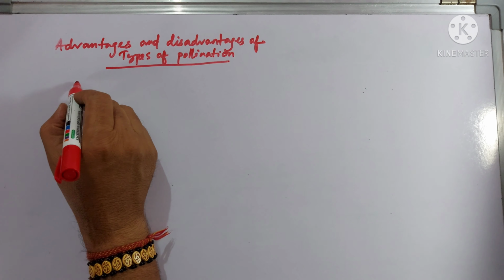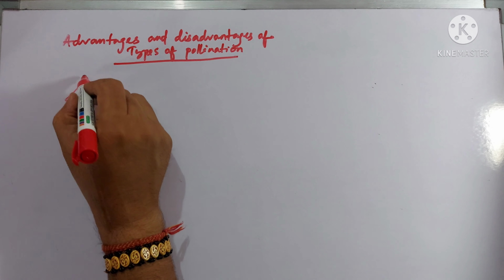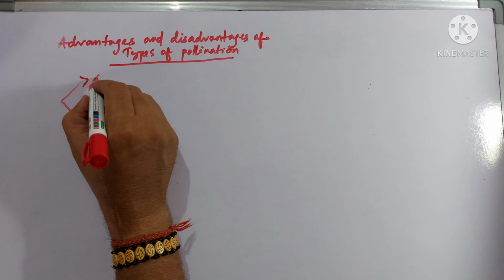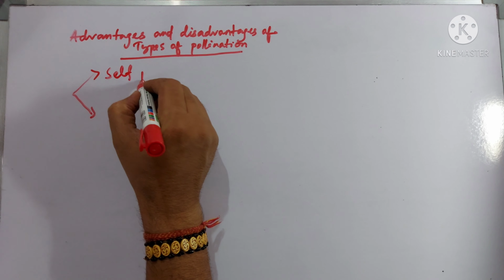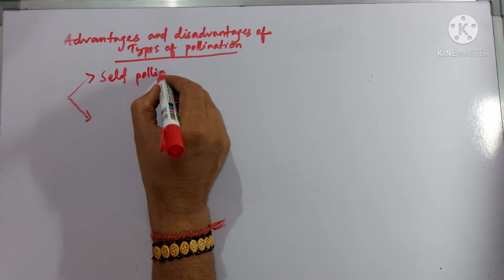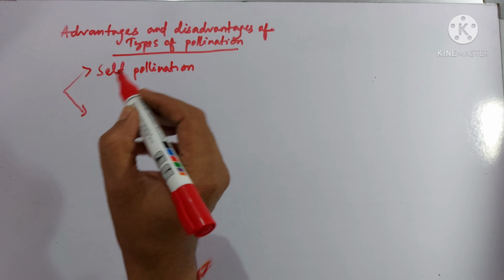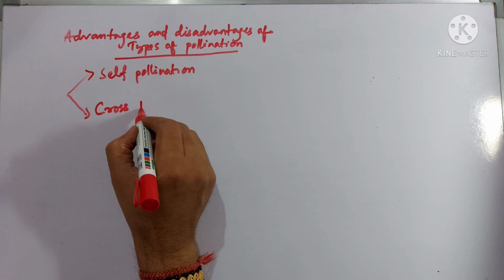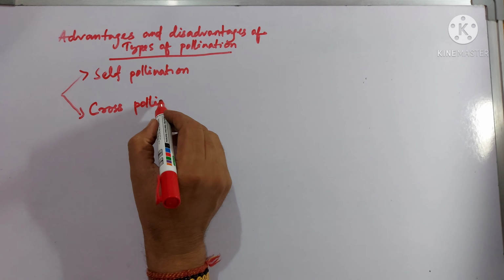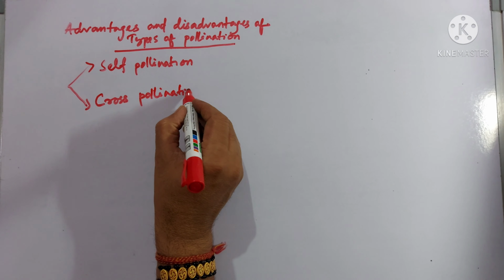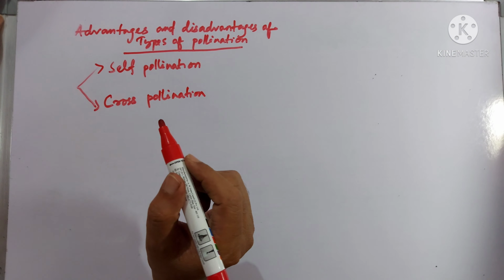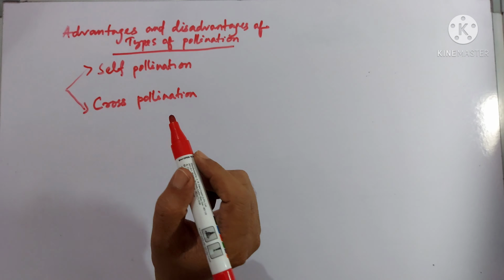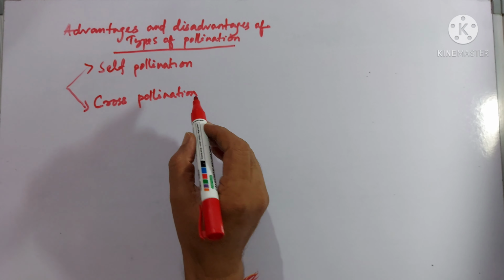So two types of pollination we have discussed, that is self pollination and another is cross pollination. Self pollination and cross pollination.